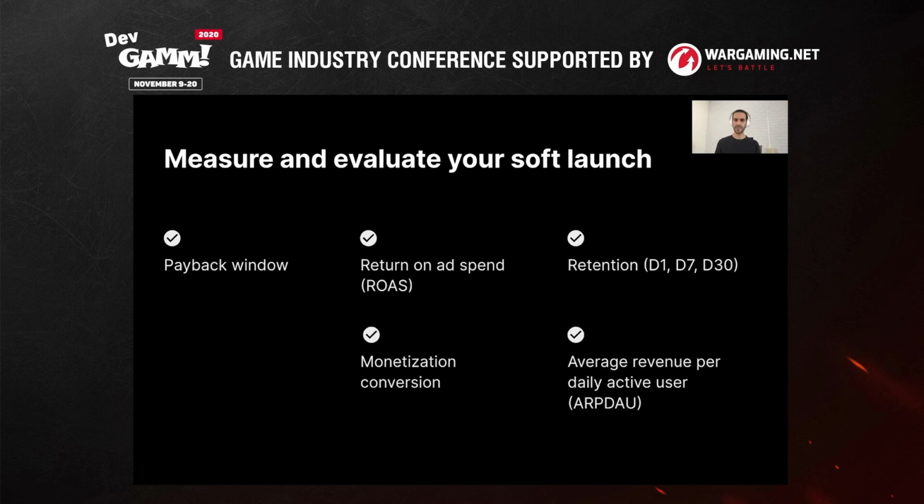What are my IAP conversion rates? What are my ad effective cost per mils, or how much revenue do I generate from every 1,000 ads that I show? And holistically, what is the average revenue per daily active user within my game? These are all some metrics that you should be looking at to evaluate whether your game should come out of soft launch.